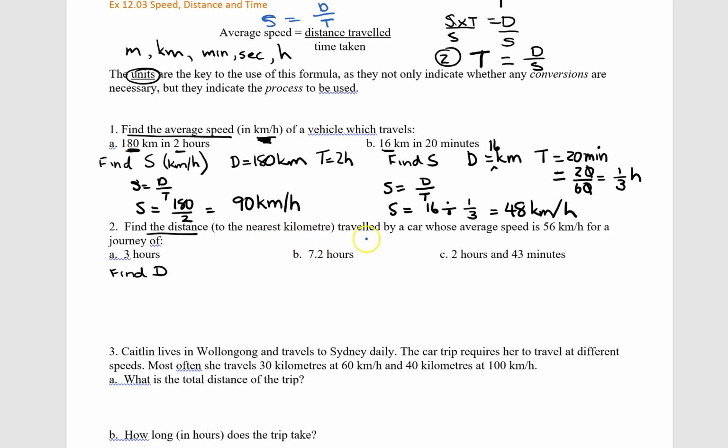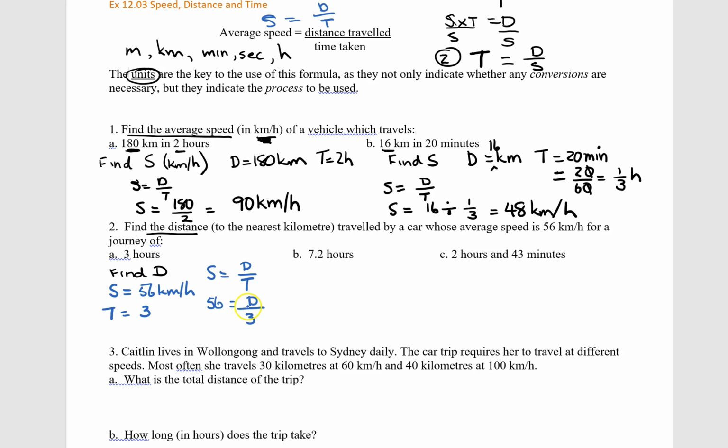To the nearest kilometre, travelled by a car whose average speed, so we know the speed is 56 kilometres per hour, for a journey of 3 hours, that's the time. So if I use, like I said, speed is equal to distance divided by time, I substitute my number I've got for speed, which is 56, is equal to the distance, which we don't know, over time, which is 3. Now, that's an equation, and the unknown is d.